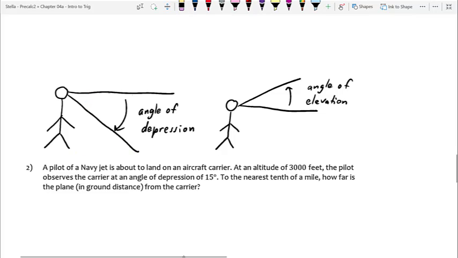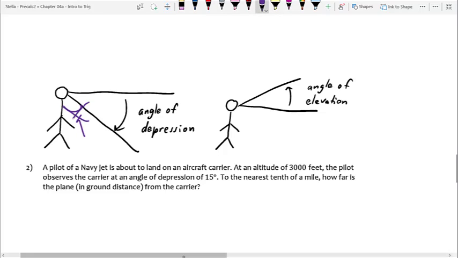And this one here, if that person looked out and up or looked out and down at the same angle, it's the same angle. Or better yet, if I again think about this as alternating interior angles, this angle here and this angle here are the same angle. It's important to know what an angle of depression is not, and it is not that angle.